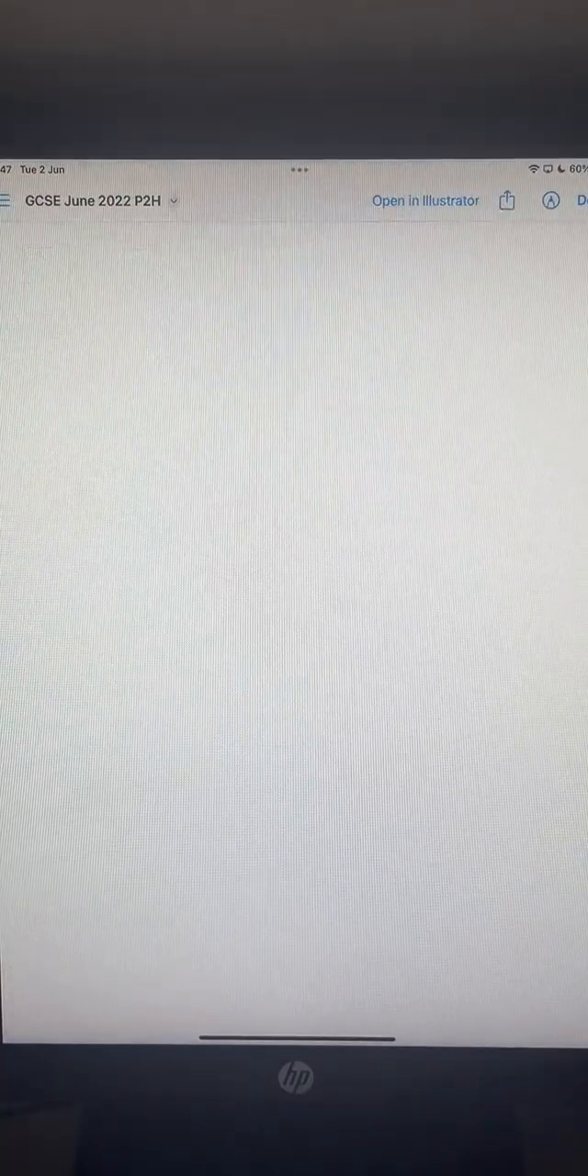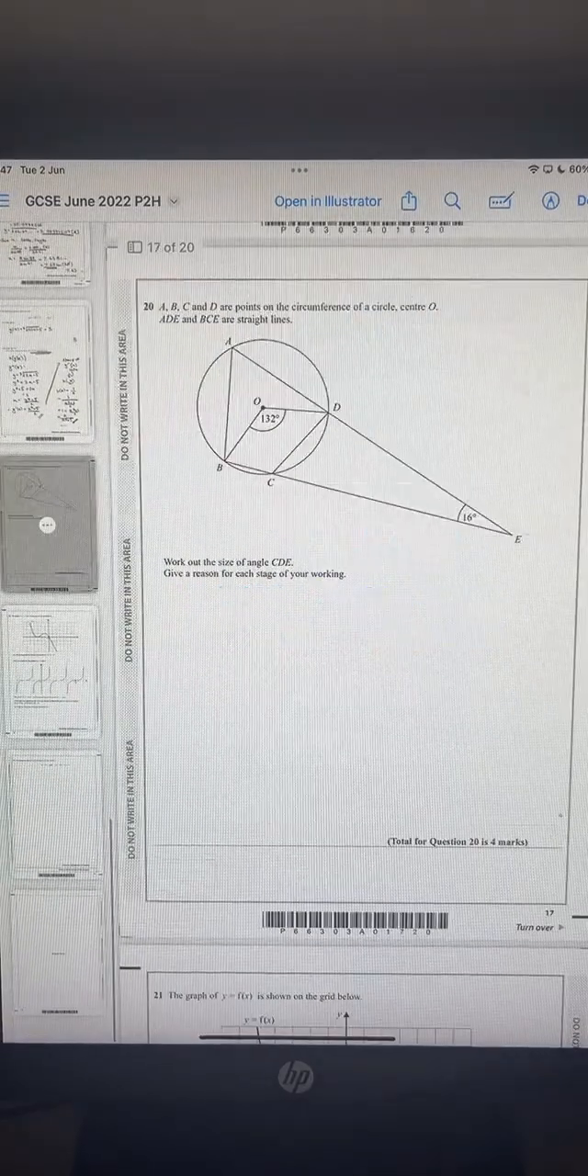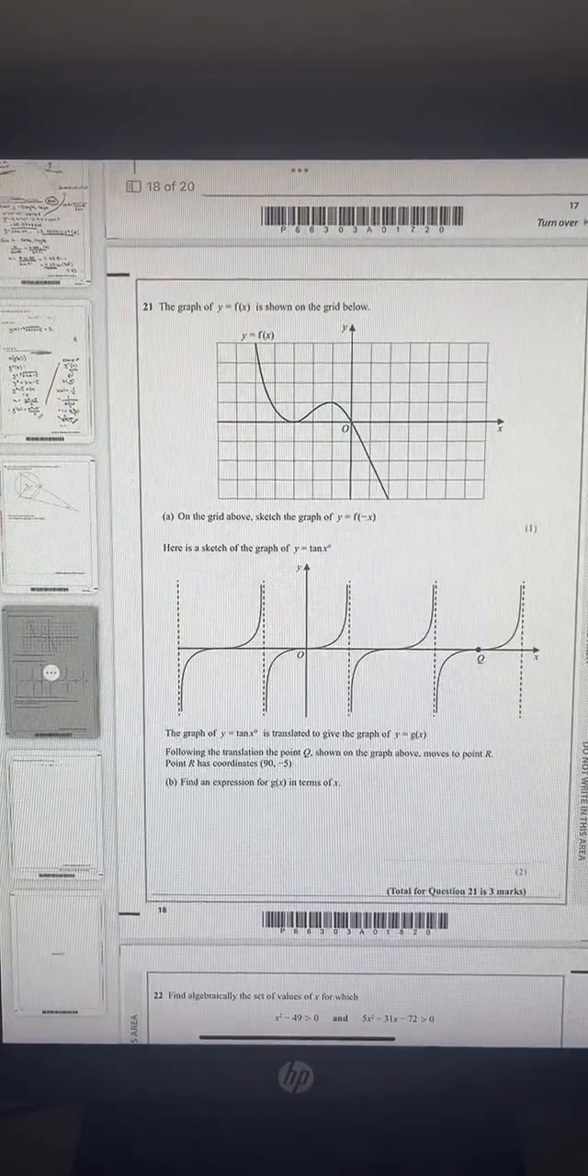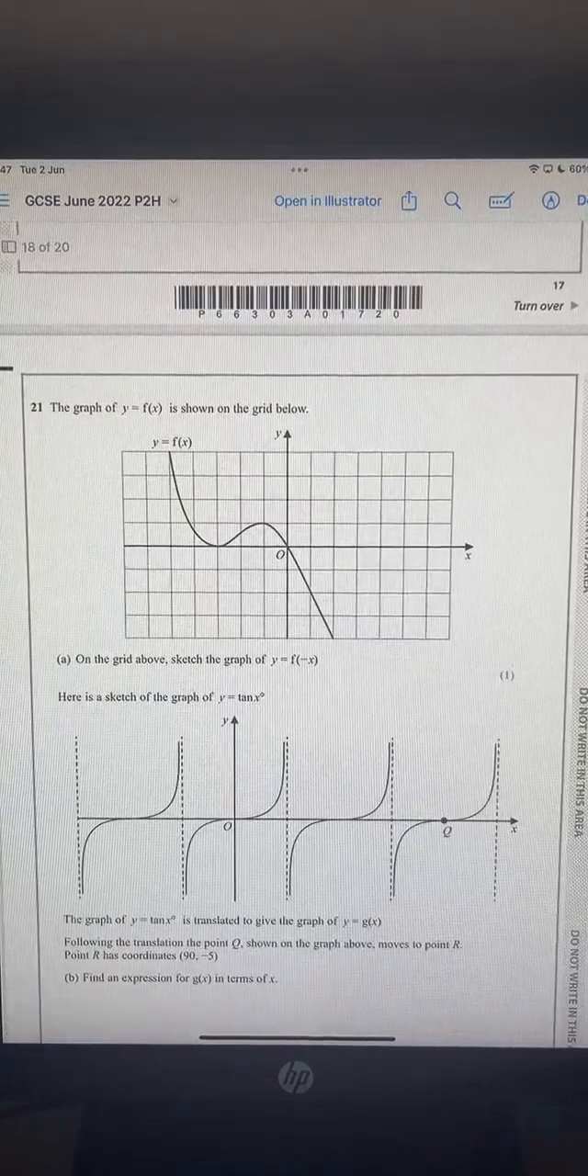That is question 20. Now I'm going to go back onto this one and go down. Okay, so we've done that. This one, question 21, is a similar type.